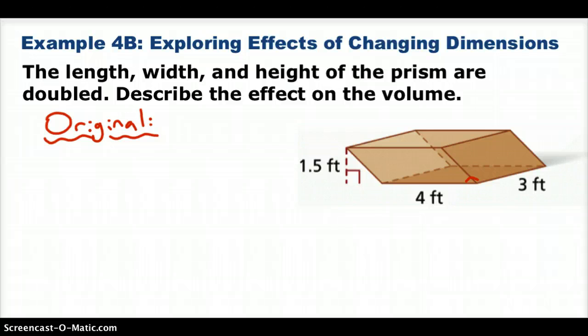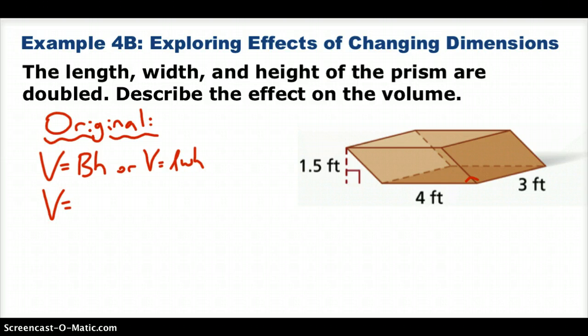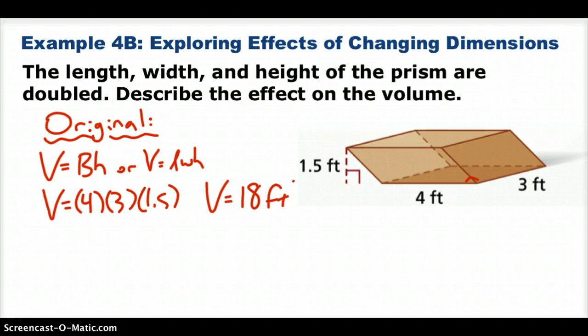At this point, I'm just going to say that my volume is going to be equal to the area of the base times the height, or we could just use volume equals the length times the width times the height. Either way, we get 4 times 3 times 1.5. I'm going to quickly plug this into a calculator. 4 times 3 times 1.5 is going to give us 18, right? So our volume is going to be equal to 18 cubic feet in this oblique rectangular prism.